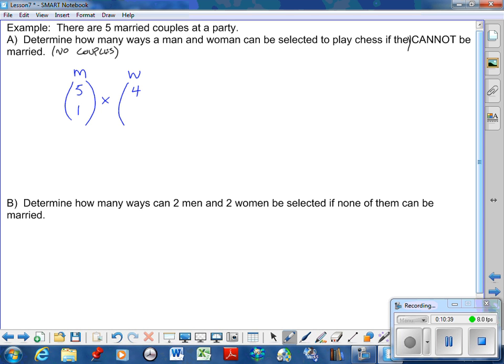Oops, I didn't say that out loud. We're not going to choose the woman that's matched up with the man. So it's going to be 4 choose 1. So that will get us the number of ways that we can select a non-married couple to play chess. Now when you calculate that out, you get 20. So therefore, 20 ways to create partners for chess.